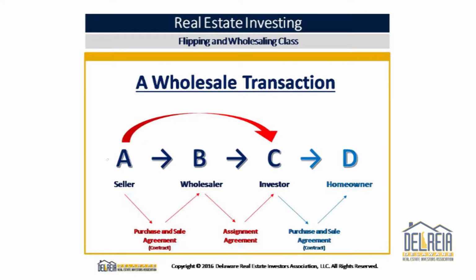So here's a picture of what a wholesale transaction looks like. You have the seller, A, the wholesaler, B, and the investor, presumably and typically, this C person is the person flipping the house, renovating and reselling, and then it would go finally to a homeowner. So here's how it works. The seller and the wholesaler do a contract, a purchase and sale agreement. Then the wholesaler will move that over to the investor with an assignment agreement. So it goes from A to C, and then eventually the homeowner would buy it from the investor. Does anybody have any questions on that transaction, how it moves down the road like that? It's kind of simple, but go ahead.